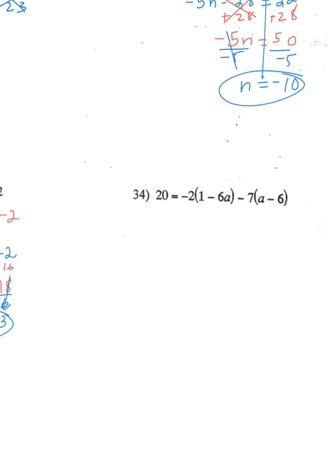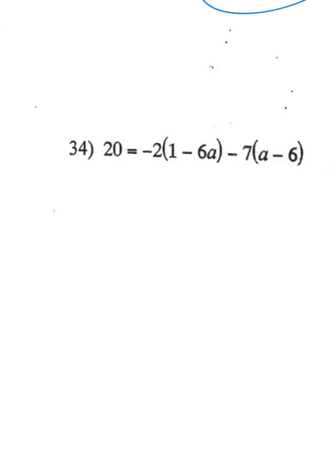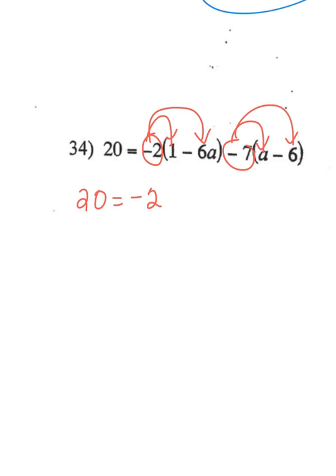And, oh, one more to go. No problem. Negatives, no problem. Negative 2, negative 2, negative 7 times a. Okay, so this is going to be 20 equals negative 2 plus 6a minus 7a plus 42. Because 2 times 1 is 2. 2 times negative 6 is positive 6. Negative 7 is negative 7. Is 42. Okay. I know I'm going fast.